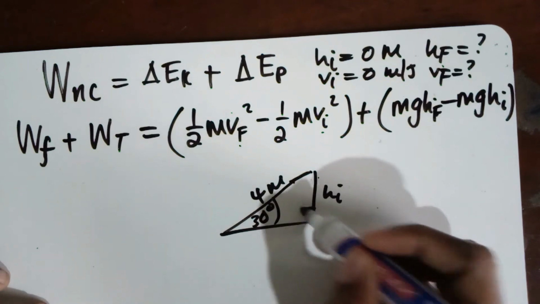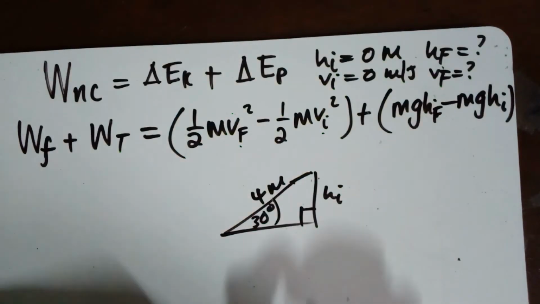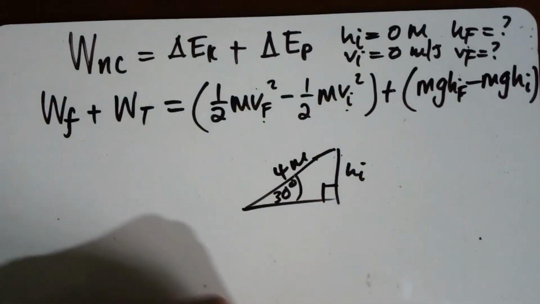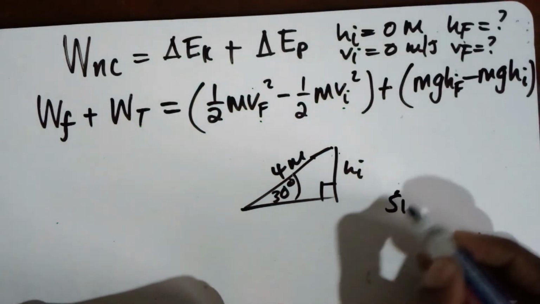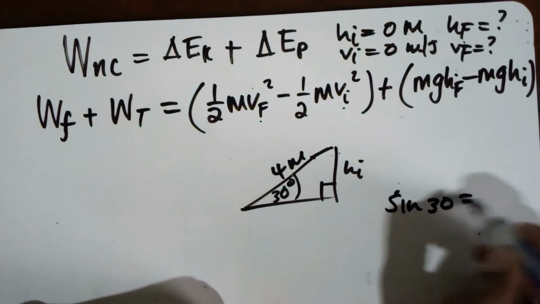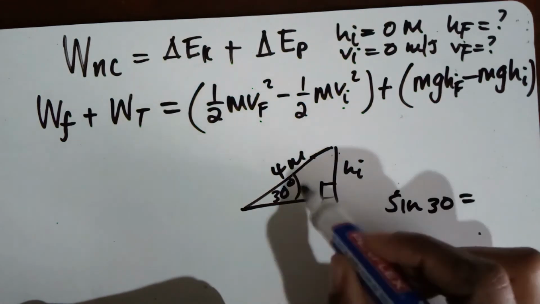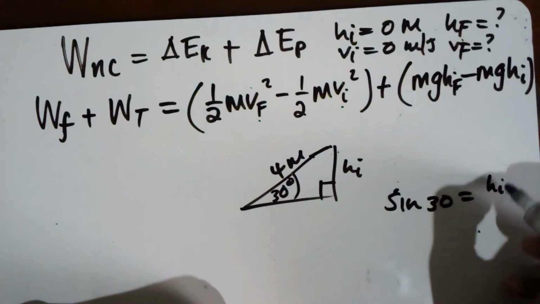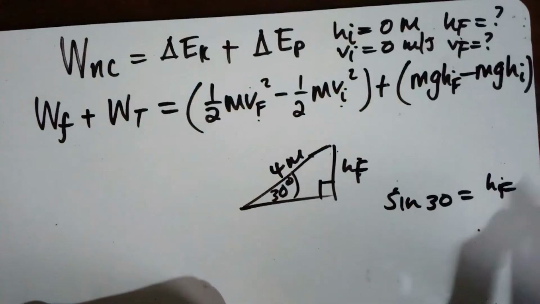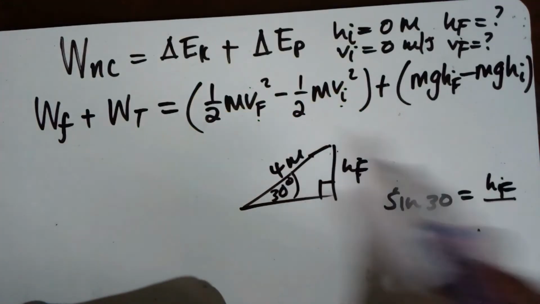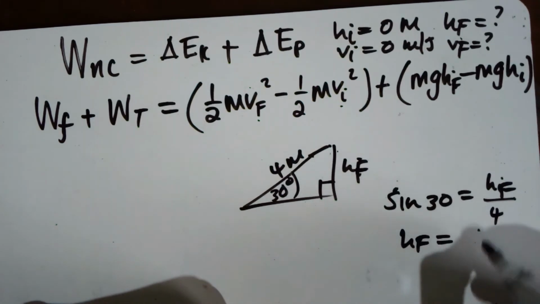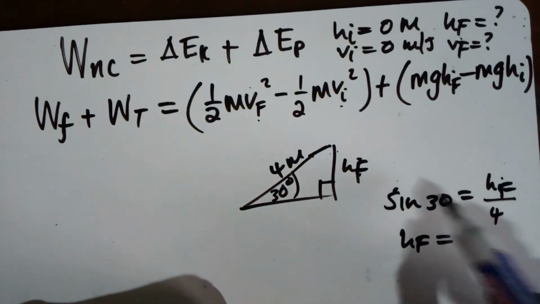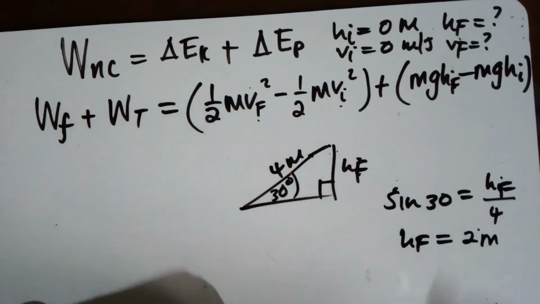We can simply use our trigonometric identities, and you should know how to do this, where you'll find that the sine of 30 is equal to the opposite side, which is HF divided by the hypotenuse, which is 4 meters. You'll find that HF is equal to, so the sine of 30 is a half, and then a half of 4 is nothing but 2 meters. So we already have what HF is.